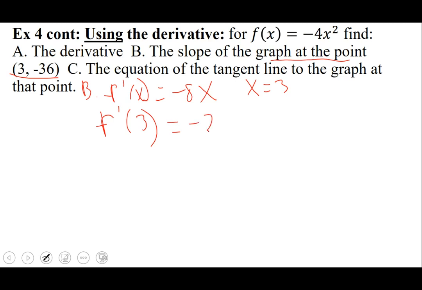And that will, of course, give you a slope of negative 24. So that is the slope of the graph at that particular point. Then in part C, find the actual equation of the tangent line.